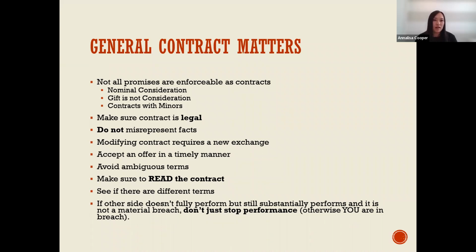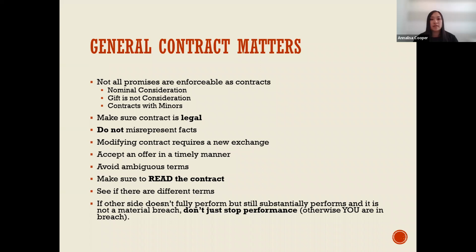Unilateral actions do not make an enforceable contract. So you can't go to your neighbor's house and clear out their gutters and then demand that they pay you for it. You unilaterally acted, they didn't ask you to. And so generally that's what is required for an enforceable contract, but not all contracts are enforceable, even if they have consideration.